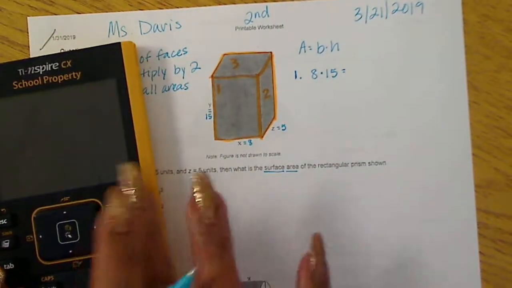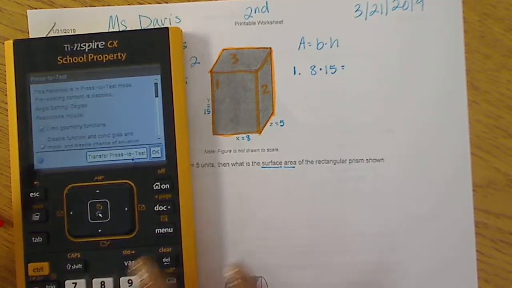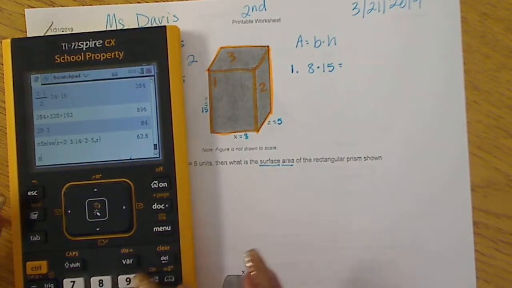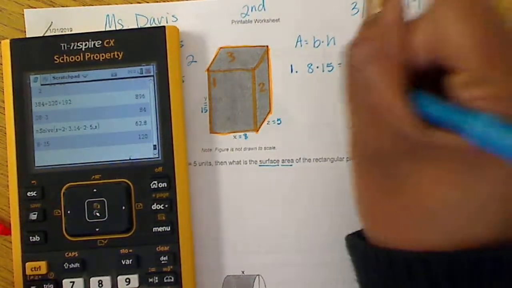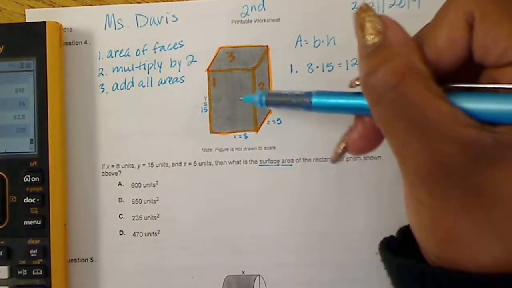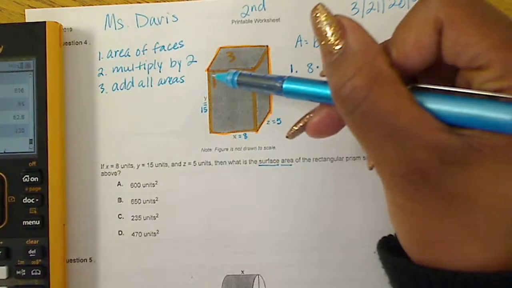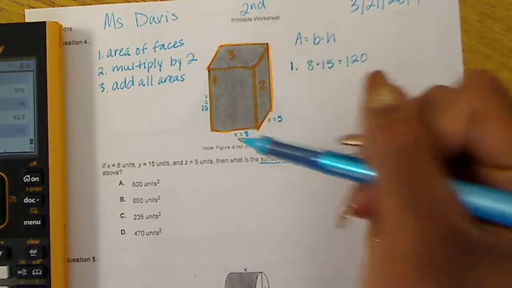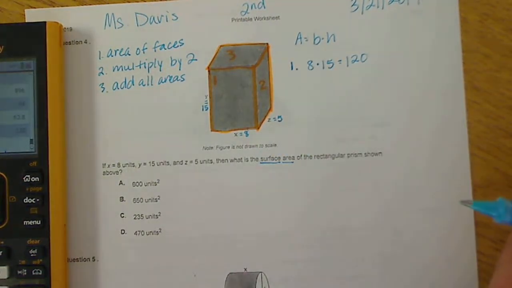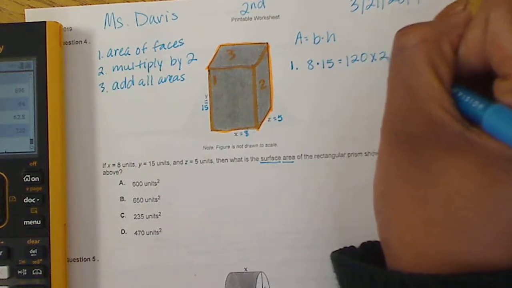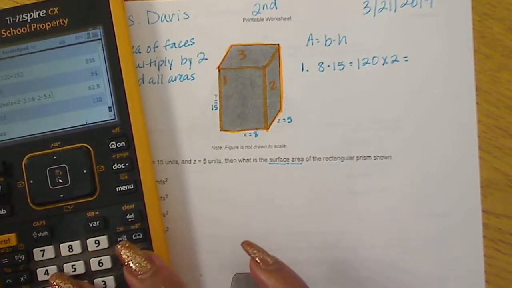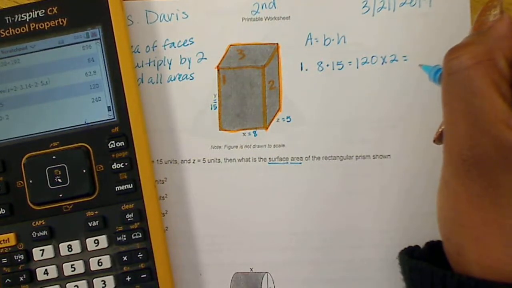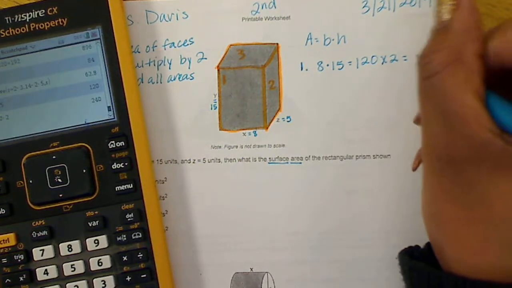What is that? 120. And how many faces do I have of this? I have, how many of this particular one do I have? 2. This and this are the same. These two sides are the same, and the top and bottom are the same. So then I need to multiply 120 by 2 and get what? Just put times 2. What's my answer? 120 times 2. 240.